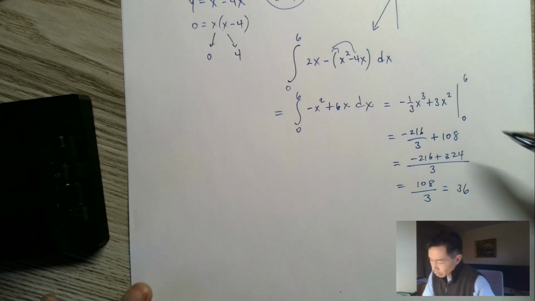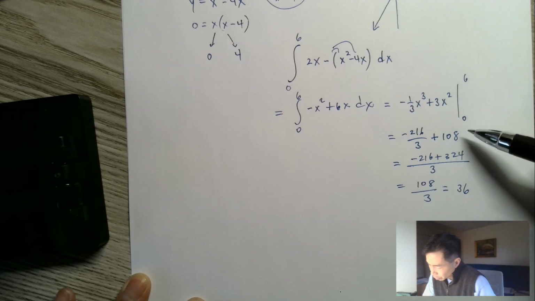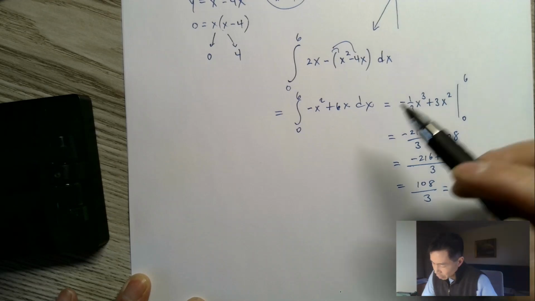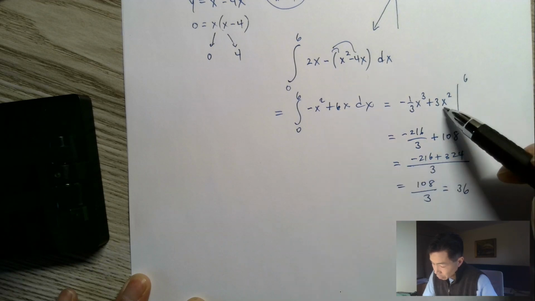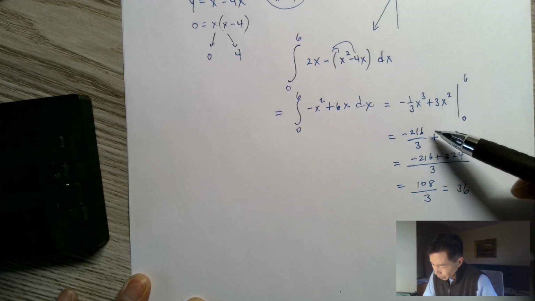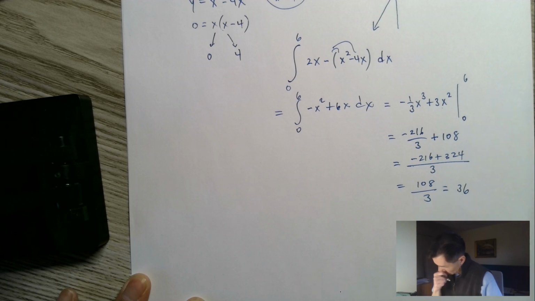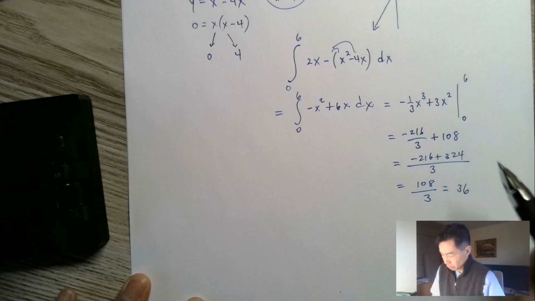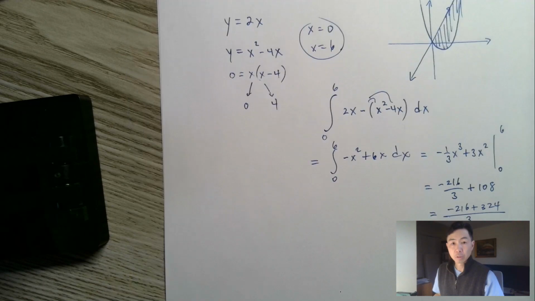Let me double check that, because usually these areas don't end up whole numbers, and this one did, so I'm a little suspicious. That's right. I think that's good. So we got an area of 36.